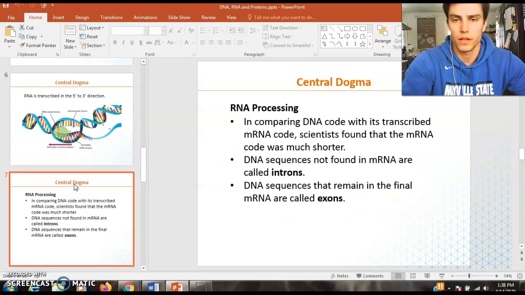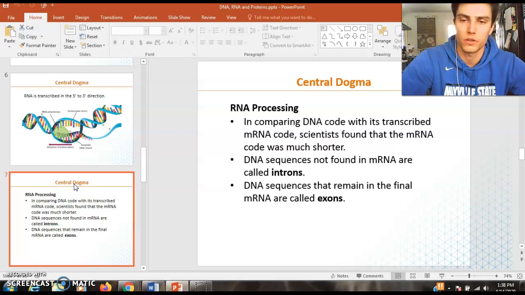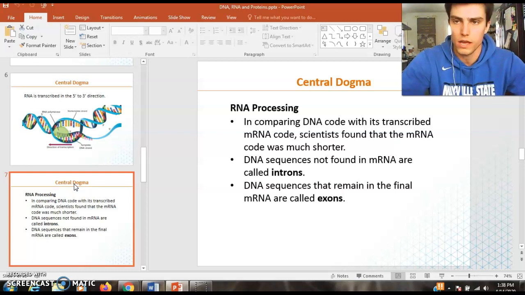RNA processing. In comparing DNA code with this transcribed mRNA, scientists found that the mRNA code was much shorter. DNA sequences not found in the mRNA are called introns. So they found that there were some segments or sequences that were not found. The DNA sequences that remain in the final mRNA are called exons. So why it was shorter is because we no longer had some of those DNA sequences.